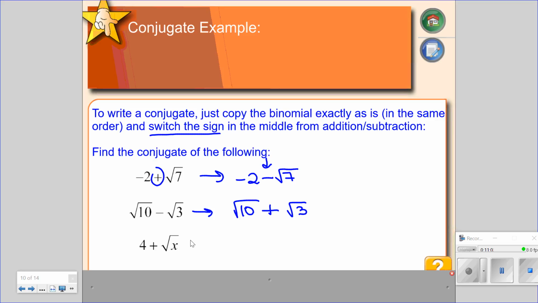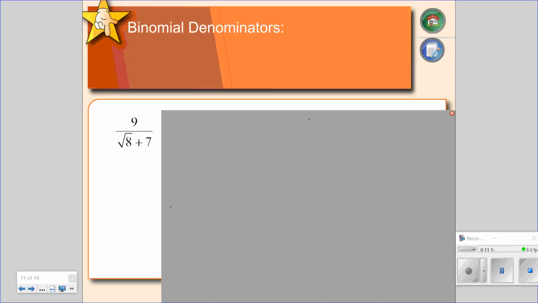And here we have 4 plus the square root of x, so its conjugate is 4 minus the square root of x. Okay, so let's use this. Here we have 9 divided by the square root of 8 plus 7. Because of this addition, we're going to need to multiply by its conjugate in the denominator to get rid of that square root of x.